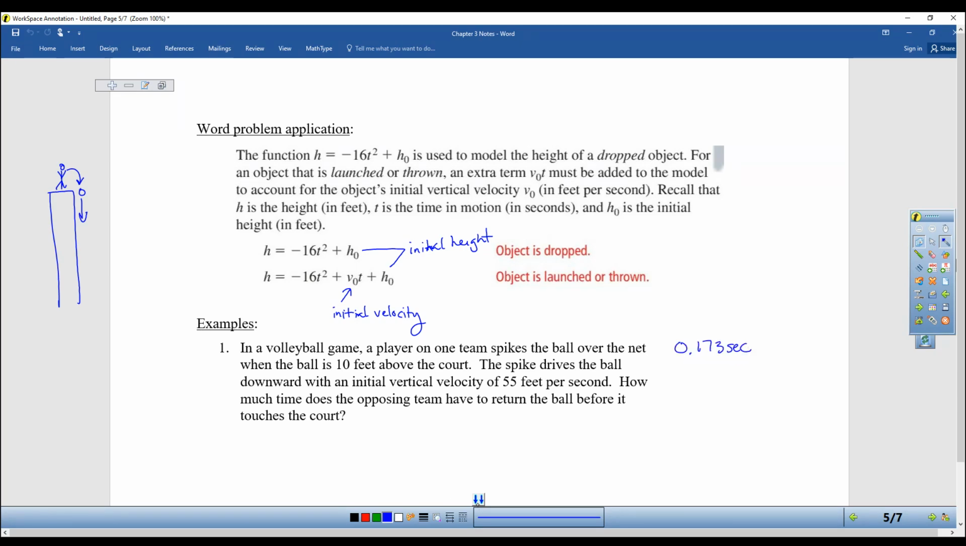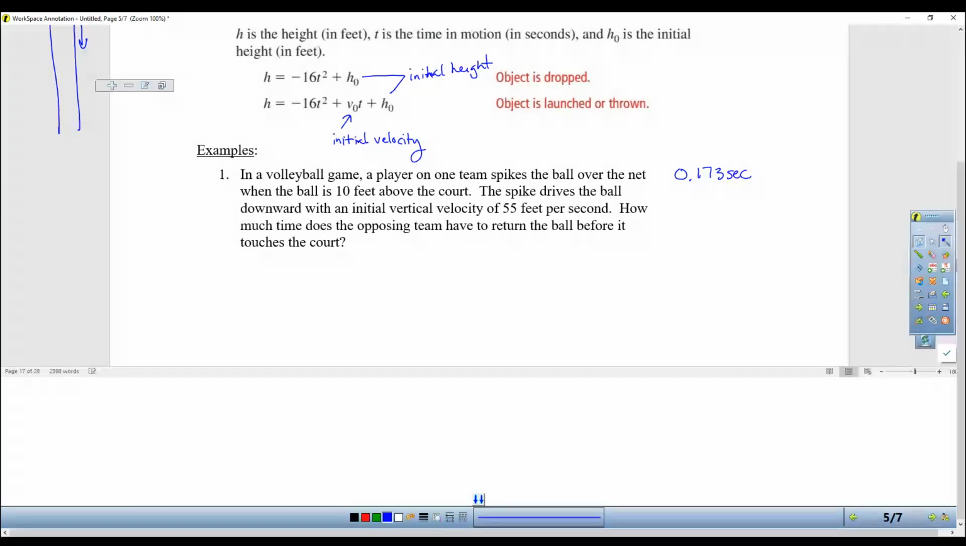Go for it. In a volleyball game, a player on one team spikes the ball over the net when the ball is 10 feet above the court. The spike drives the ball downward with an initial vertical velocity of 55 feet per second. How much time does the opposing team have to return the ball before it touches the court?